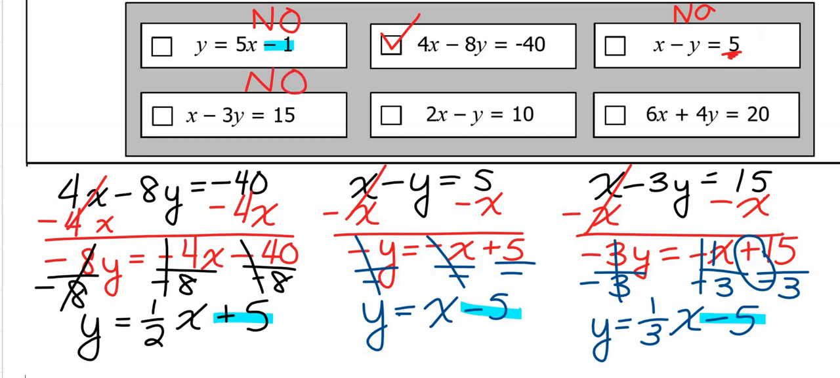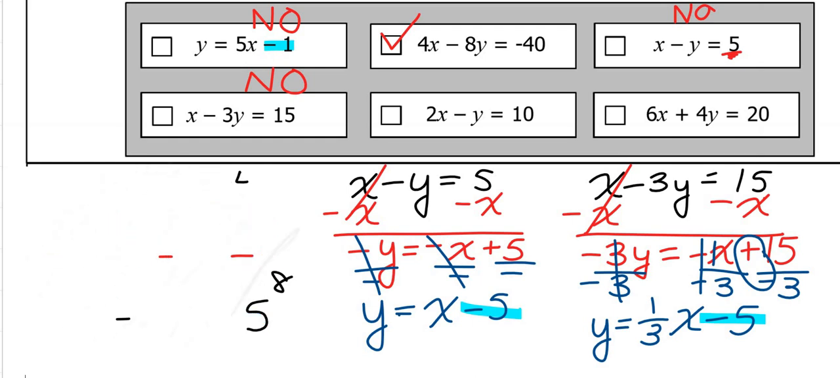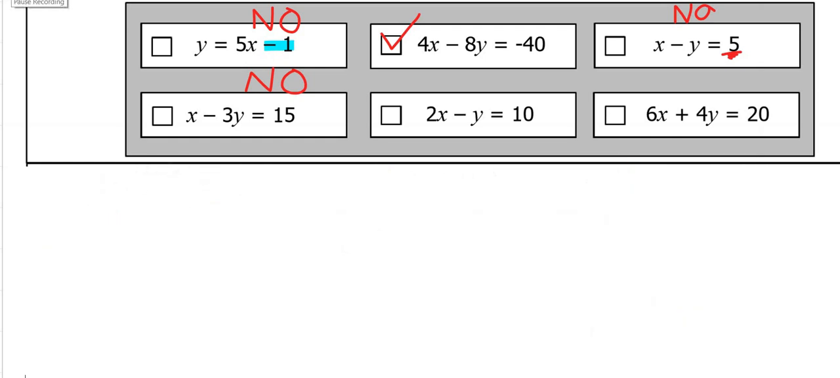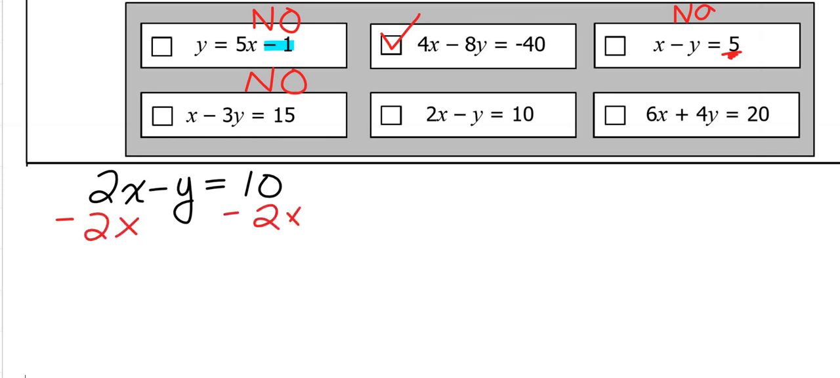All right, let me clear off some room, and let's start to do the last two. Okay, we're back. So 2x minus y equals 10 needs to be converted. 2x minus y equals 10. We've done this so much, this should become second nature. Subtract 2x from both sides. Now we have negative y equals negative 2x plus 10.